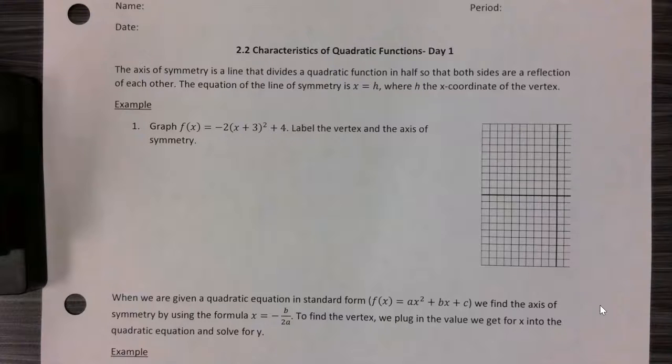The vertex is going to be the point where the high point or the low point of the U, and the axis of symmetry is the x value of my vertex. So I need a calculator and 3 people in this class to graph one.